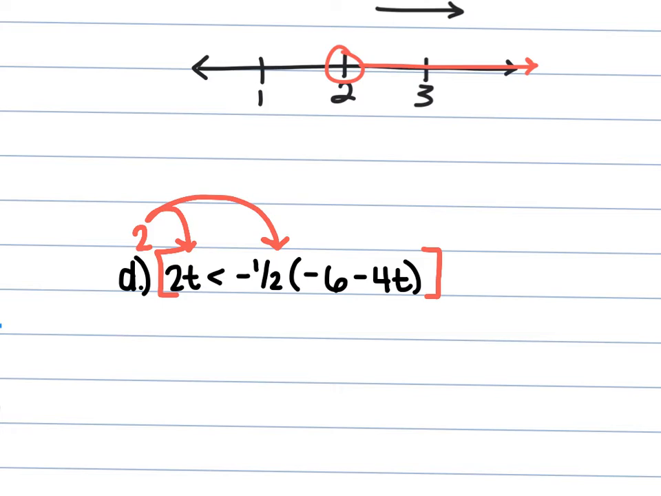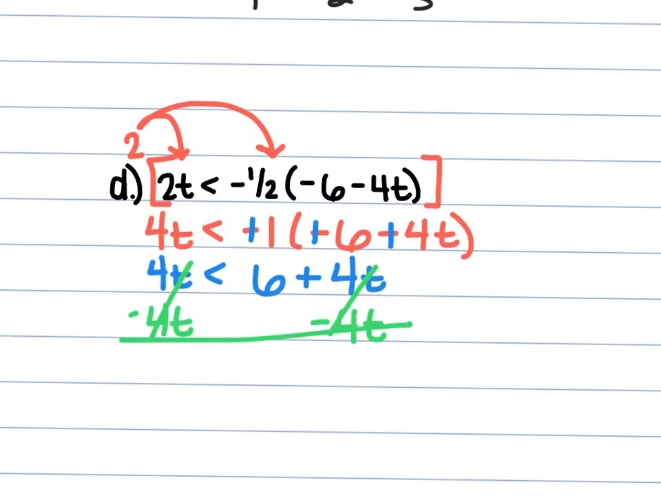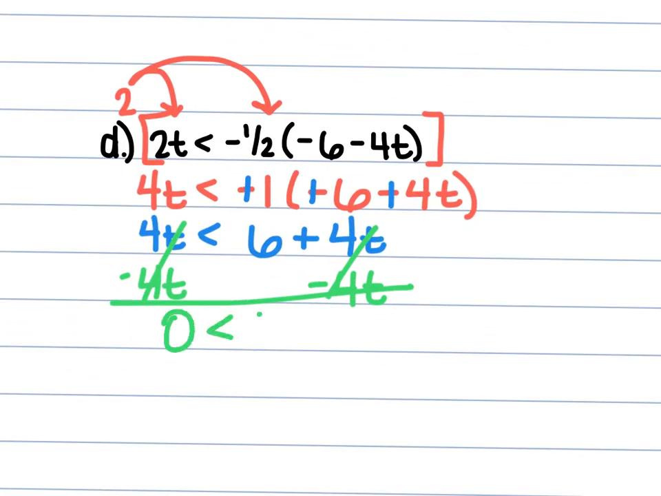So you're going to do the 2 times 2t, which gives us 4t, is less than 2 times negative 1/2, which is negative 1, times negative 6 minus 4t. So again, now distribute that negative 1. We're just going to change the signs on all of these. So we're going to have 4t is less than 6 plus 4t. So now we would subtract the 4t from both sides. Those cancel out, and we'd be left with 0 is less than 6.